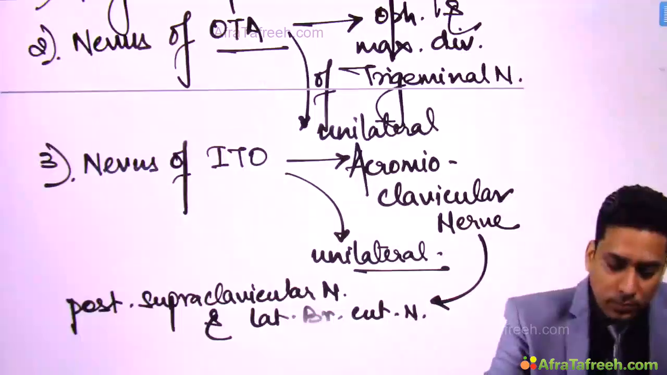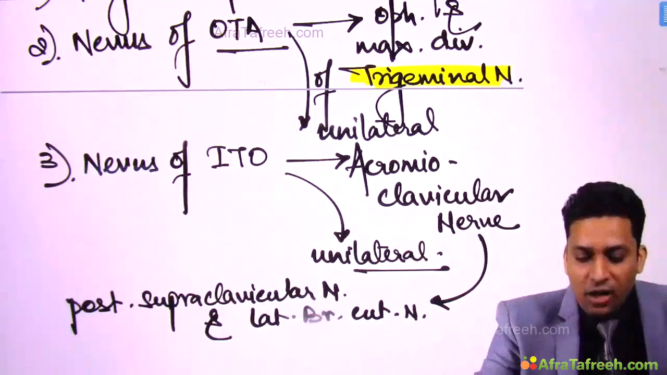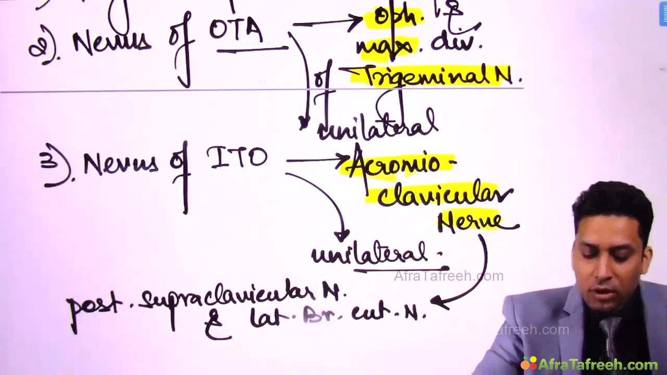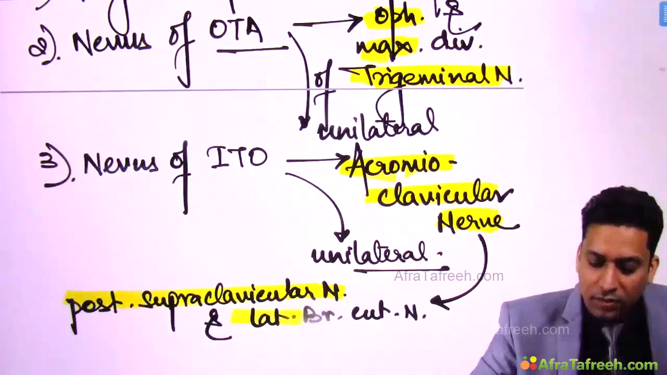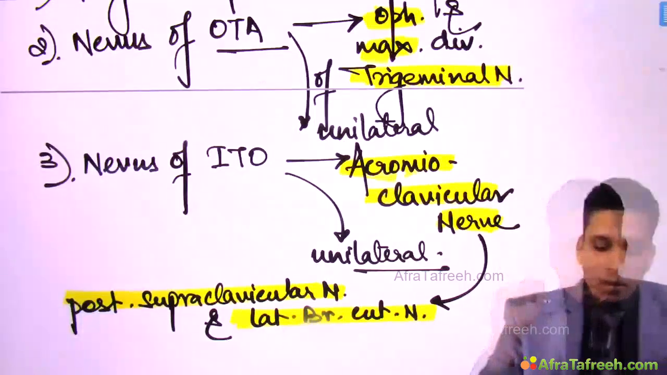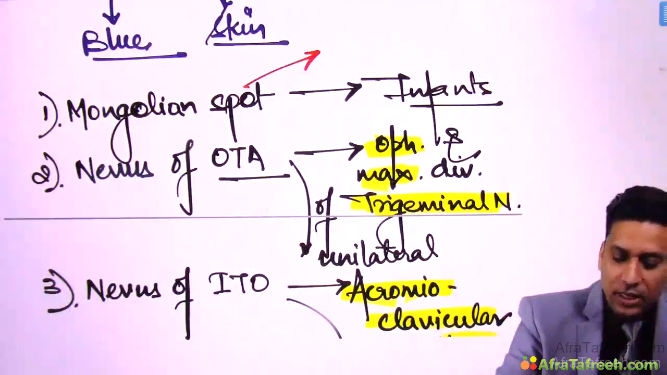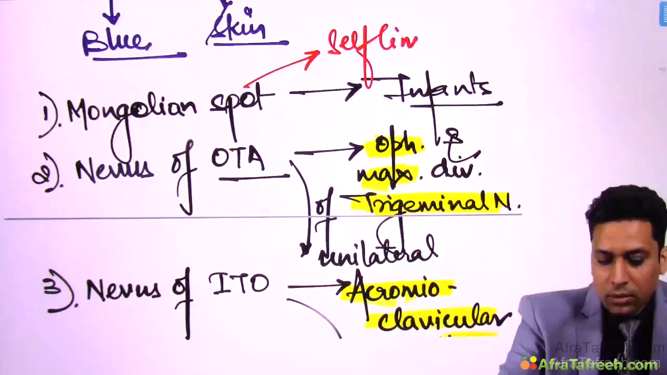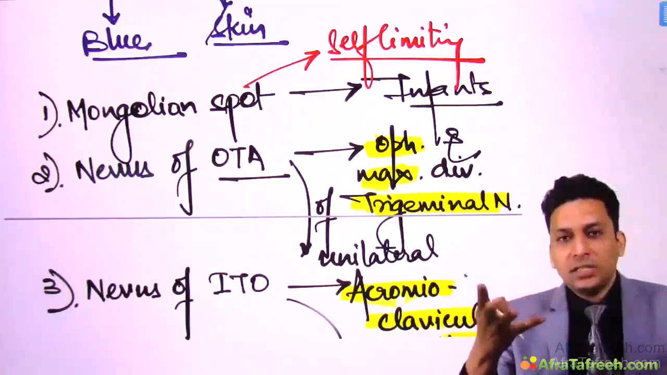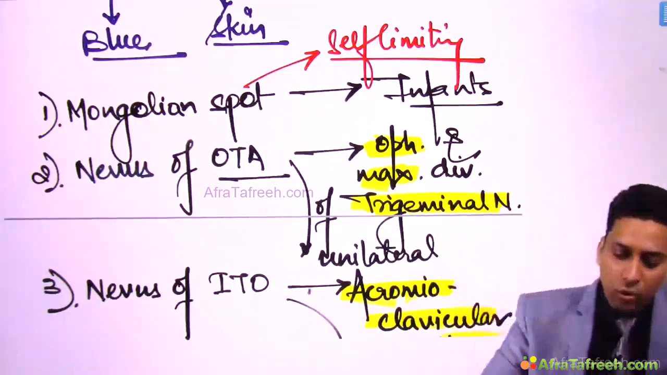So in nevus of Ota, the trigeminal nerve is involved, mainly the ophthalmic and maxillary division. Here the acromioclavicular nerve is involved, mainly the posterior supraclavicular nerve and lateral brachial cutaneous nerve. In both, the lesions are unilateral. Now this Mongolian spot is a self-limiting condition. Within a few months of birth, they resolve. Maximum by 1 year, all of them resolve. So no treatment is required.